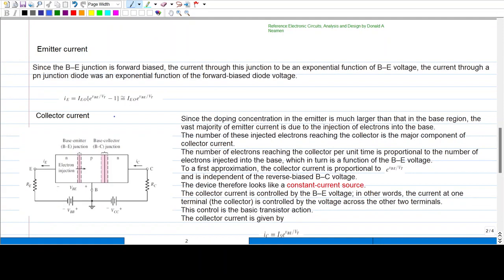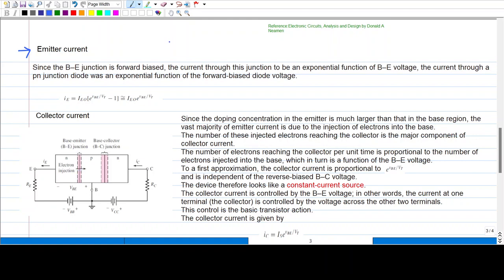Now we will see the equations for emitter, collector and base current. First is emitter current. Here we can see an NPN transistor with the emitter base forward biased and the collector base reverse biased. The first thing is, this is a function same as that of a normal PN diode.